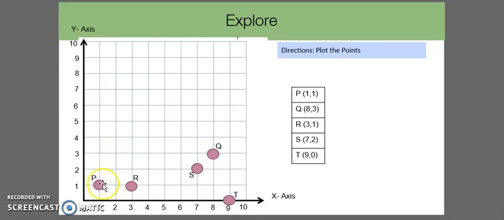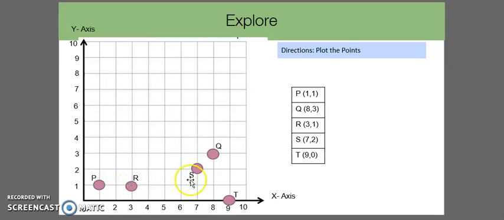Let's say we move down to R, (3, 1). We're going to start at our origin. We're going to go 3 units on our x, 1, 2, 3. We're going to move up 1 unit, which is our R, and we're going to plot it there. Capital R, and here's our coordinate.